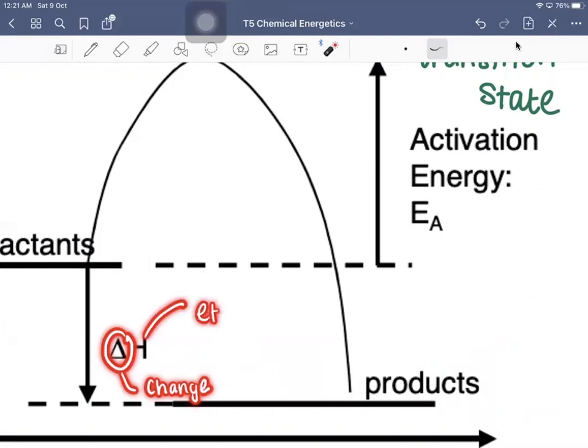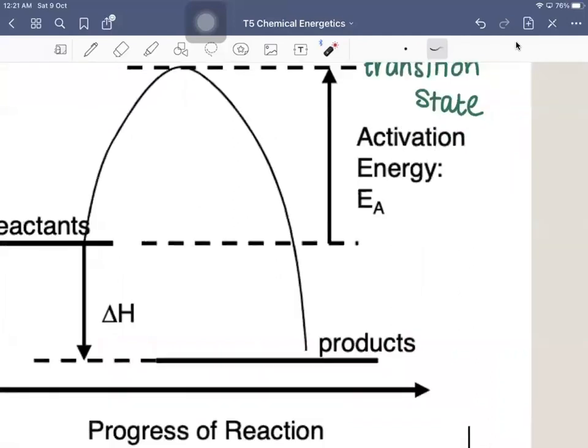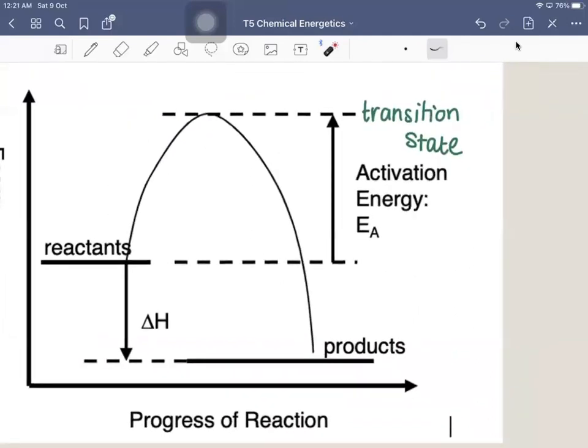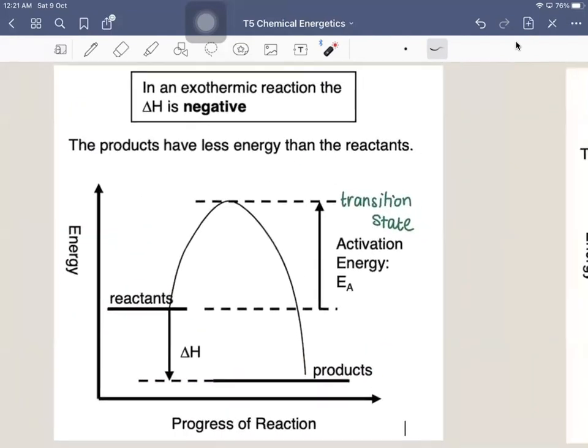The H is the symbol for enthalpy. During a reaction, we want to look at the enthalpy change, not just the enthalpy. If you can imagine enthalpy as being the energy, this is the energy of the reactants. It's at a certain amount, and then the enthalpy or the energy of the products is much lower than the energy of the reactants. That is a characteristic of an exothermic reaction, where the products have less energy than the reactants.